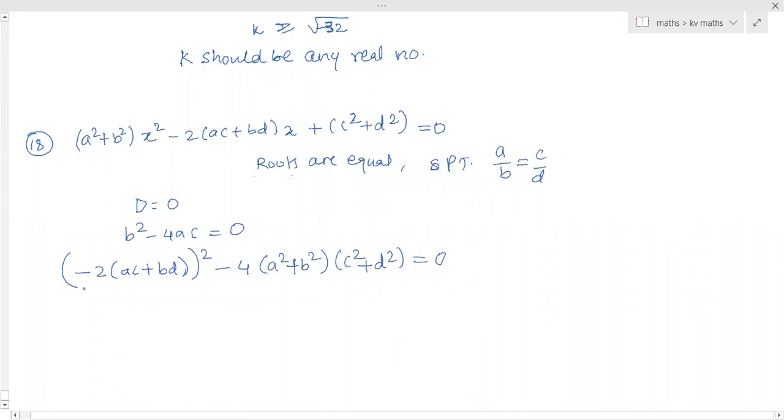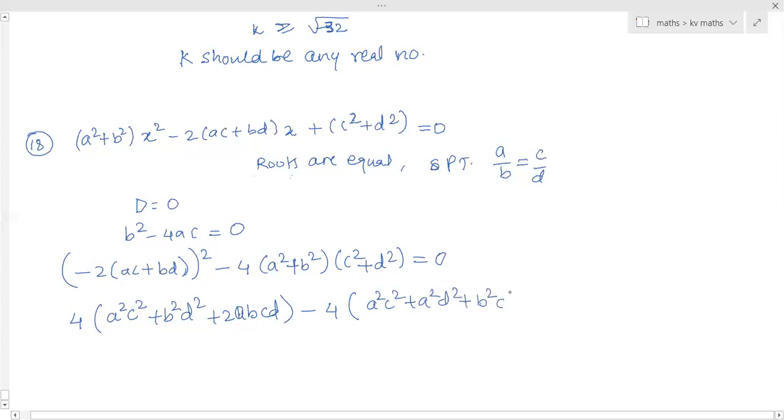Now simplify. Minus 2 square is 4. Square of (ac plus bd), that is a square c square. Don't forget here, most of the students will write ac square. So a and c are two different terms, therefore square of both of them, plus b square d square plus 2abcd, minus 4 inside bracket a square c square plus a square d square plus b square c square plus b square d square, that is equal to 0.